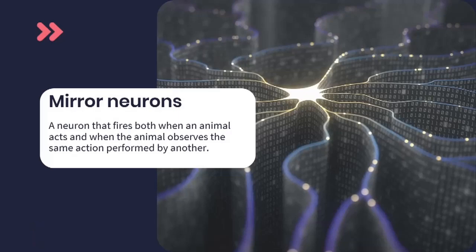This led to the discovery of mirror neurons. A mirror neuron is a neuron that fires both when an animal acts and when the animal observes the same action performed by another. Now we can understand a bit better why people would often say the expression, "I feel your pain."